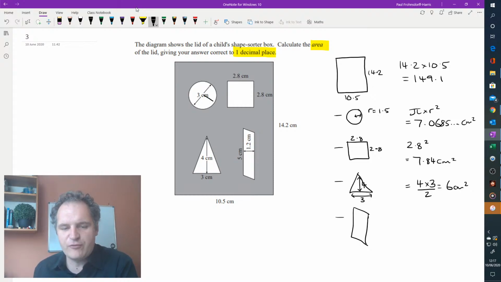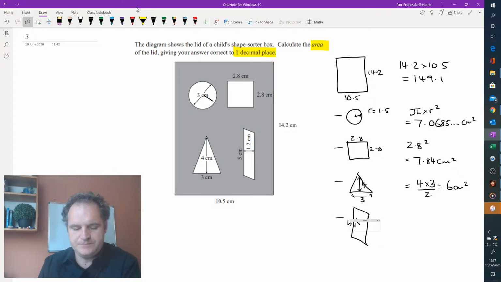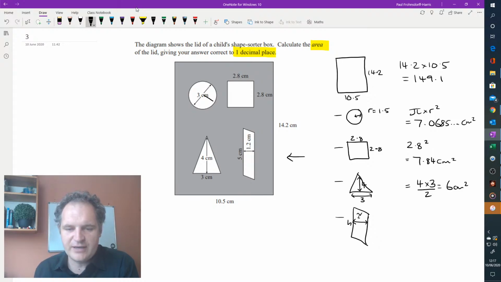And then finally, for a parallelogram, it is base times height. No halving for a parallelogram. However, to do base times height, you've got to imagine looking at it from this direction. So it would be 5 times 1.2, which I believe is 6.